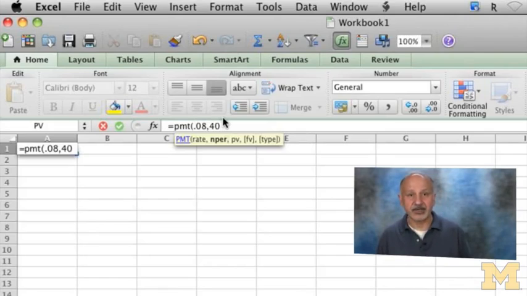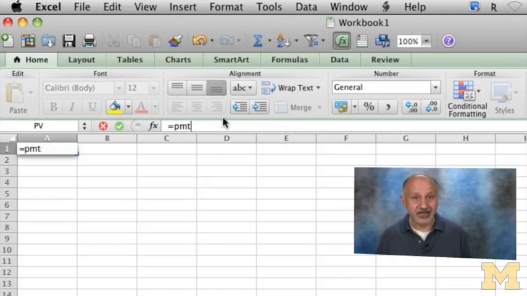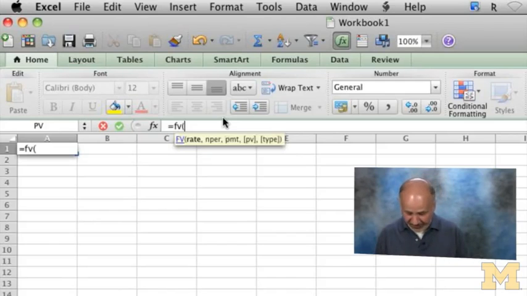Number of periods, right? And actually, let me just backtrack a little bit. The thing that we want to figure out is FV. So put in FV, and now I want rate 0.08. You see what I was doing, we'll do next time. So number of periods is 40, and in this case I know my PMT, and my PMT is $10,000, right?